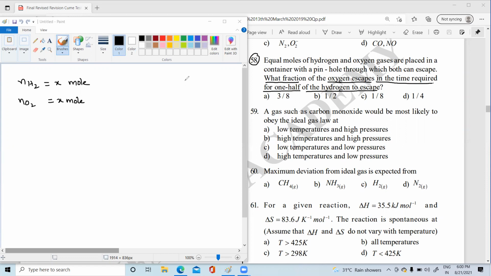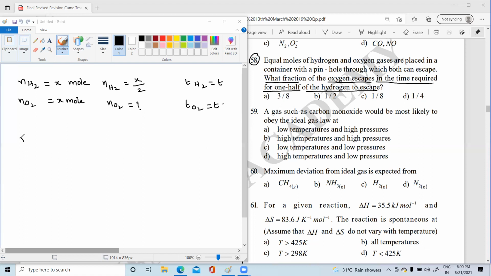So here in both cases, the time for hydrogen should be T only. Time for O2 also should be T. Same only. But what is being told is that one half of the hydrogen should escape. So the number of hydrogen moles escaped here, we'll get x by 2 moles escaped, and what fraction of oxygen escapes is asked. So let's look at it here, students.